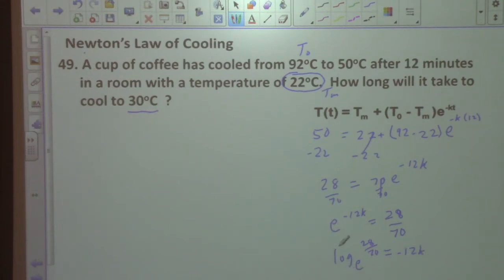And so I'm going to work backwards from the way I usually do. I'm going to work back up here. Do you see that? So what k is going to be equal to is all this, but I'm going to change this to ln. That's what ln is. So ln of 28/70 over negative 12, and then you're going to have what k is.